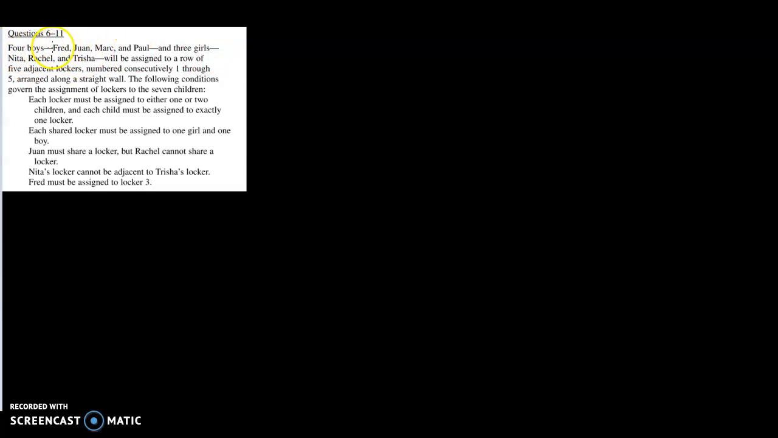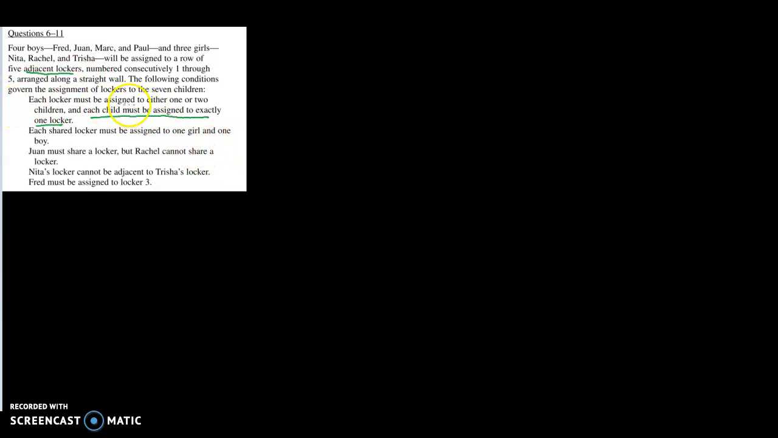All right, so first off, we have 4 boys and 3 girls assigned to a row of 5 adjacent lockers. So that indicates to us we have sequencing going on, right? Numbered consecutively 1 through 5. Following conditions says each locker assigned to either 1 or 2 children, each child must be assigned to exactly 1 locker. So this portion right here indicates to us that we have no repeats, right? Once we've used up one of the kiddos, we can't put them out again.